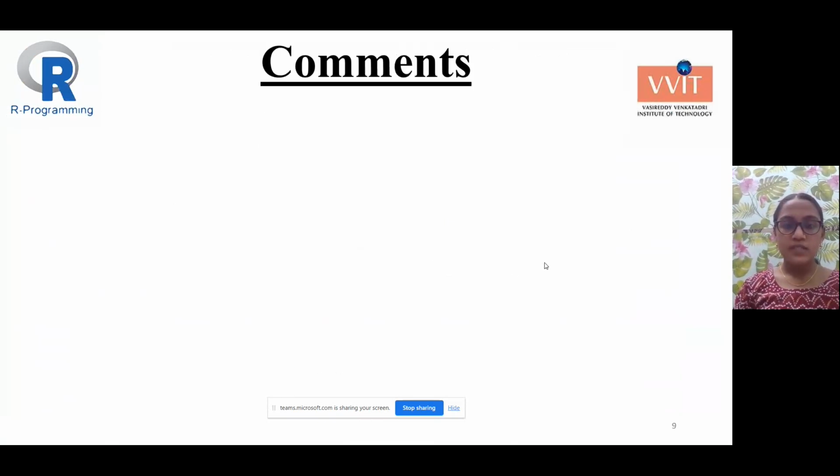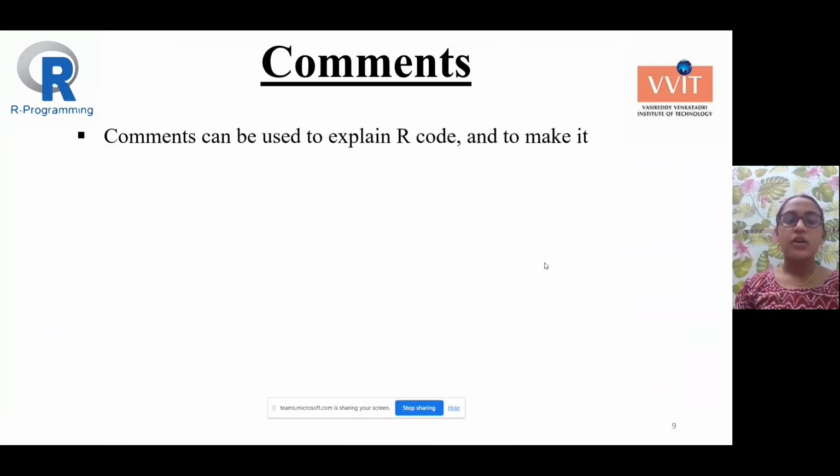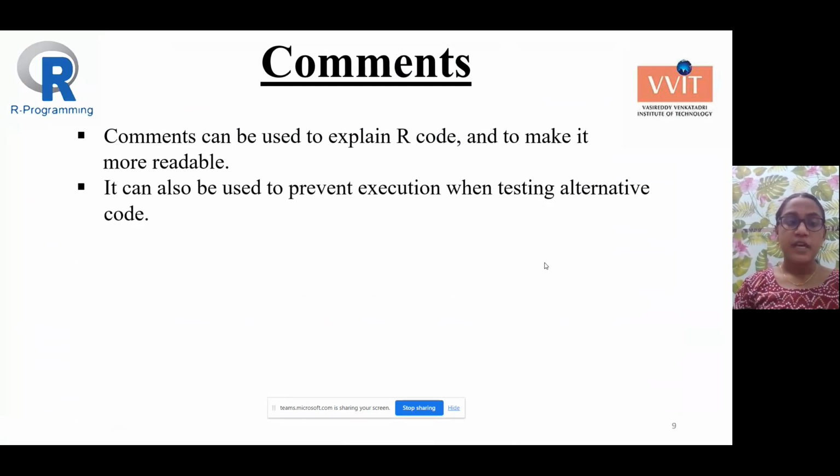Now let us see the comments part. Generally in Python we observe hash, and in Java we observe double slash as comments. Here, comments can be used to explain our code and make it more readable, which means the person who is reading it can easily understand what each step is. It can also be used to prevent execution when testing alternative code.